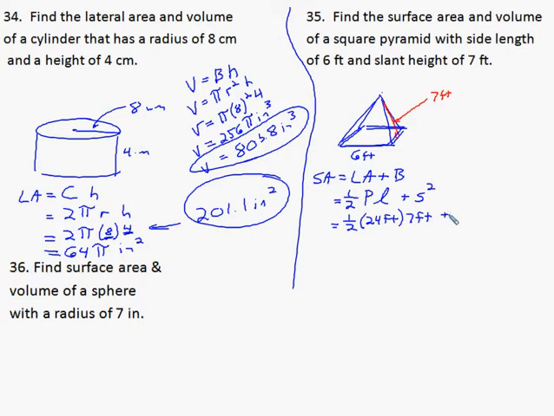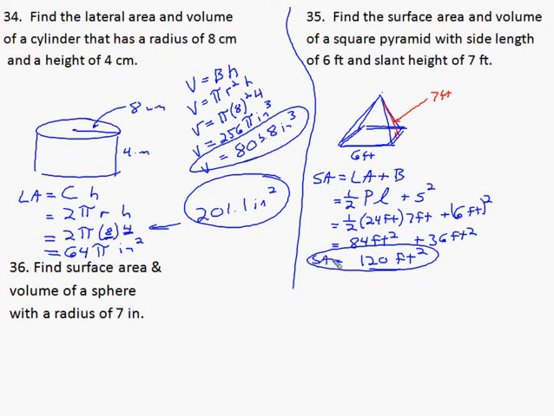And then we're going to add on our base. The side length is 6 feet, so we square that to get the base. Figuring out what this is equal to: 1/2 times 24 is 12, times 7 is 84, so we have 84 feet squared, plus the 6 squared is 36 feet squared, for a total surface area of 120 feet squared. All right, so that's our surface area.